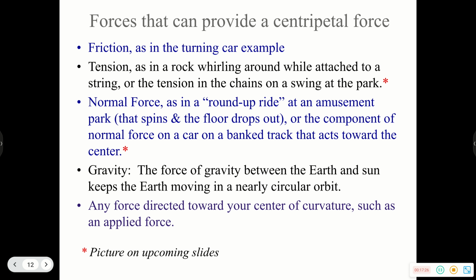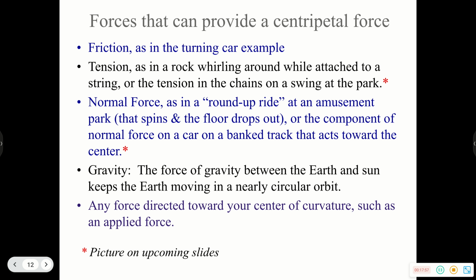All right, so some of the forces that can provide a centripetal force. Friction, one, keeps the car on the roadway. Two, tension, as in a rock going around while attached to a string. So if I was standing in front of you right now, say I had a marker attached to the end of a string, and I was spinning it around and around, the tension on the string is keeping that marker in motion. It's also pointing it back into the middle.